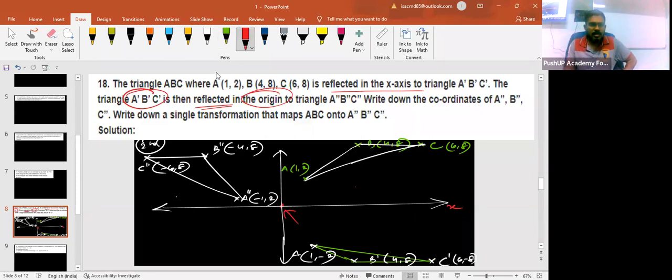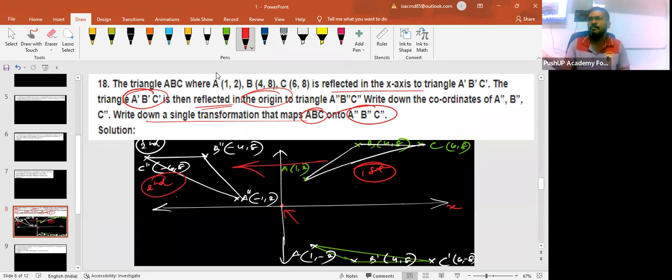Now write down a single transformation that maps ABC to A double dash, B double dash, C double dash. Where is ABC? It's in the first quadrant. Where is A double dash, B double dash, C double dash? It is in the second quadrant. So if it had to get transformed directly from the first to the second quadrant, it should have been reflected through the y-axis. Everyone has answered correctly. Good job. Take a break of 5 minutes, come back.